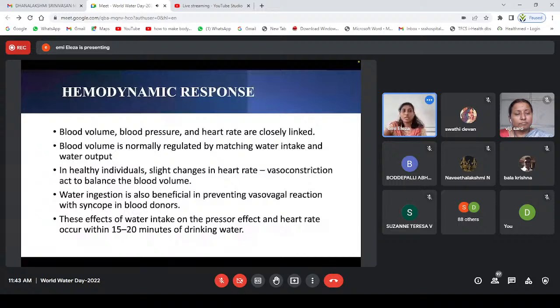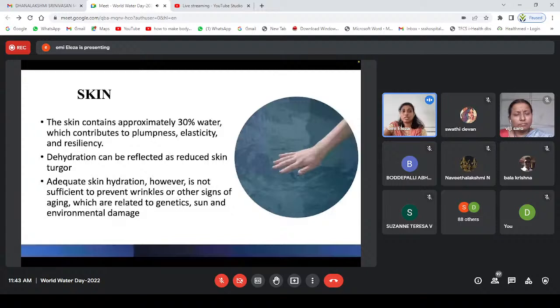Skin. The skin contains approximately 30% of water, which contributes to plumpness, elasticity, and resilience. Dehydration can be reflected as reduced skin turgor. Adequate skin hydration, however, is not sufficient to prevent wrinkles or other signs of aging, which are related to genetics, sun, and environmental damage. Patterns and trends of water consumption.